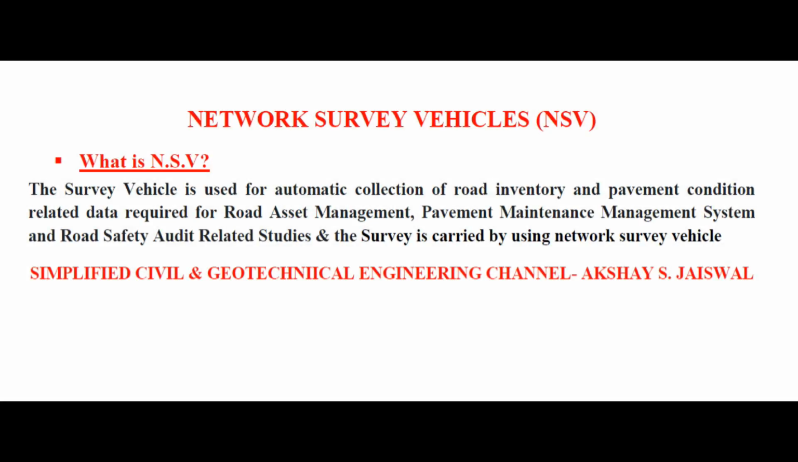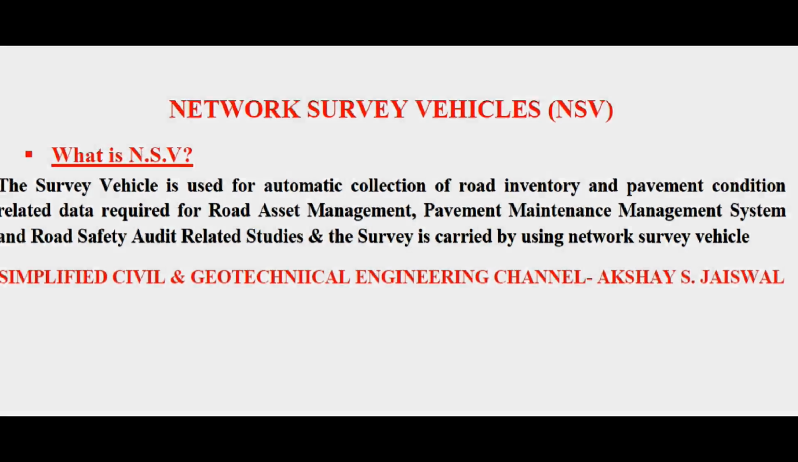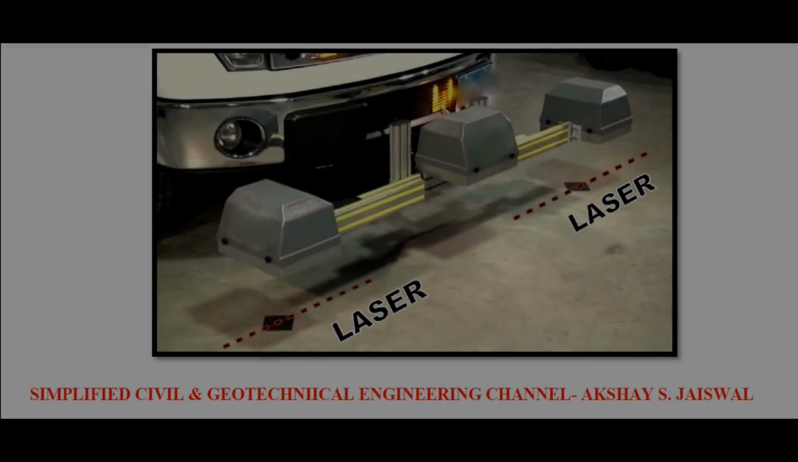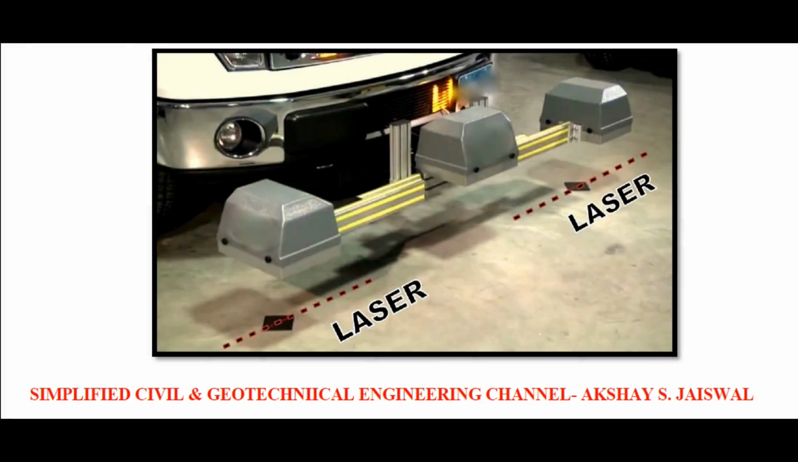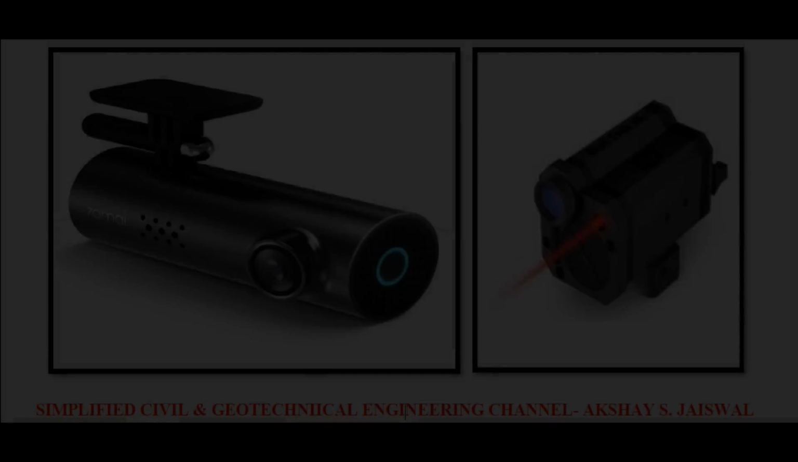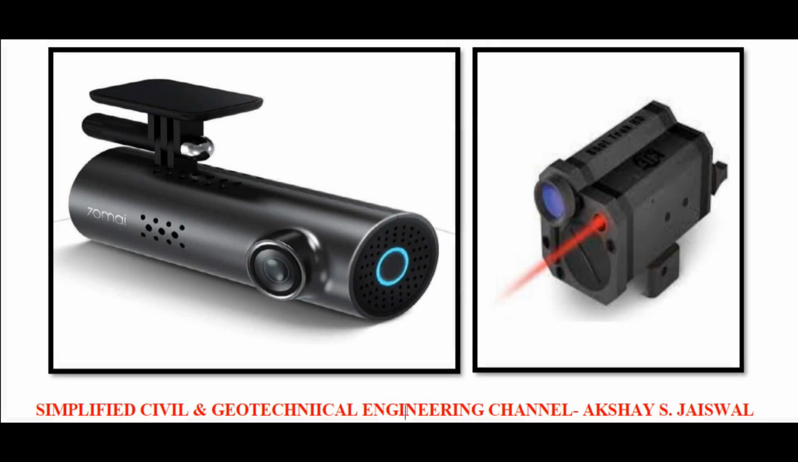Network Survey Vehicle. The survey vehicle is used for automatic collection of road inventory and pavement condition related data required for road asset management, pavement maintenance management system and road safety audit related studies. And the survey is carried out by using Network Survey Vehicle. The Network Survey Vehicle is based on the latest survey techniques utilizing laser system, LiDAR system, global positioning system and high definition video image processing tools.